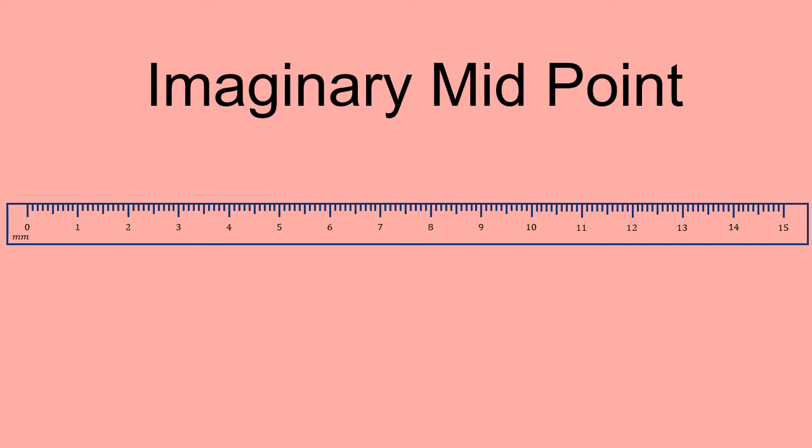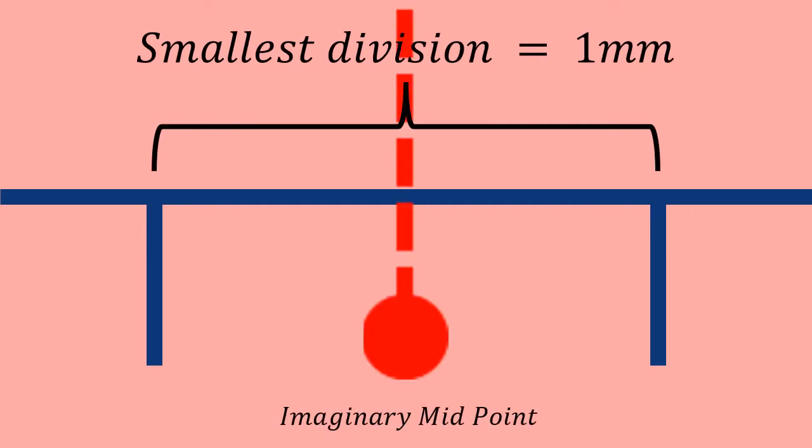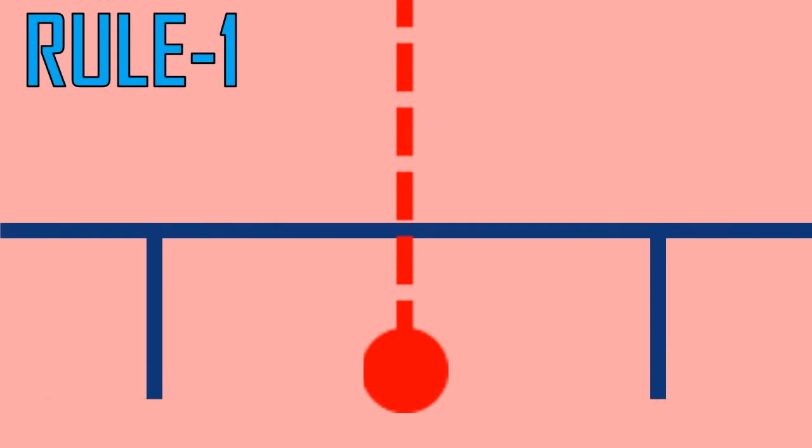For detail of understanding the midpoint, let's zoom in to one smallest division. This is the smallest division of the ruler. This red line with a ball is approximately at the midpoint between the two lines. The line previous to the midpoint is called previous division and the line next to the midpoint will be called next division. We will present three rules for making a reading.